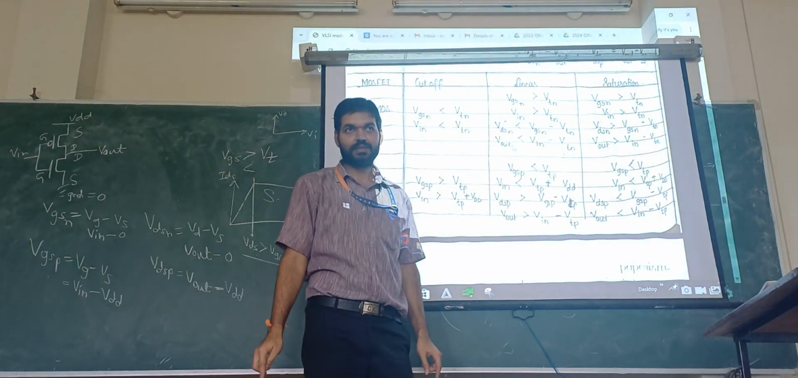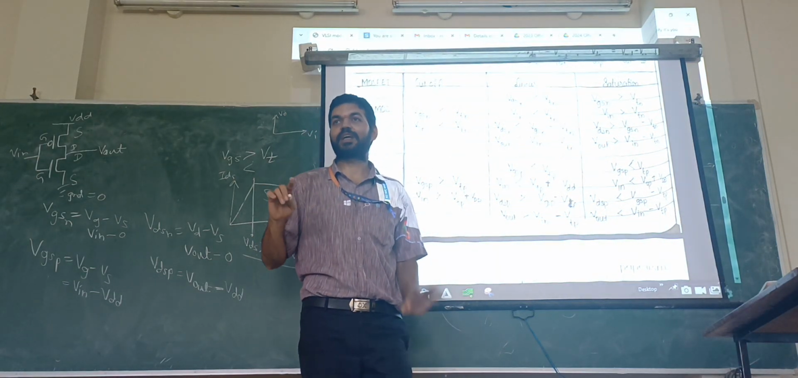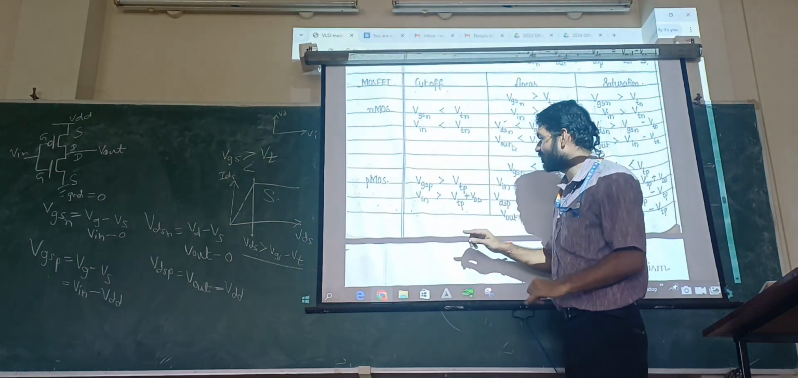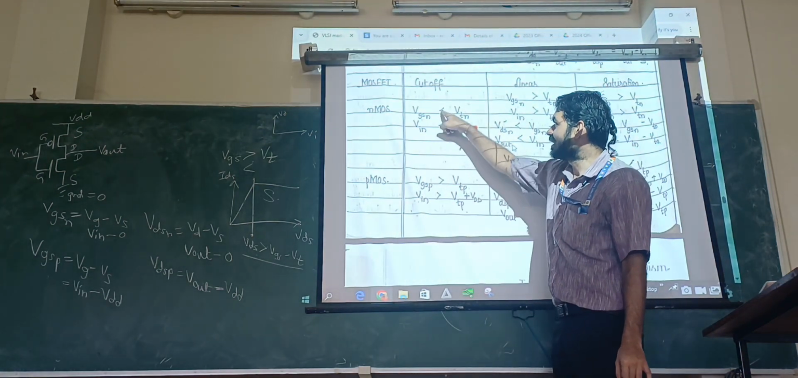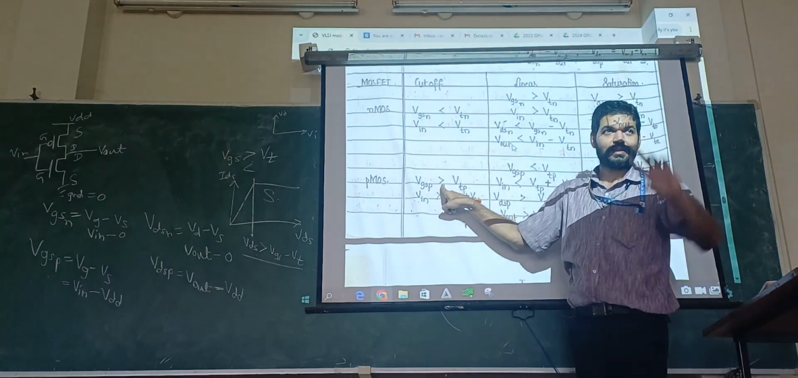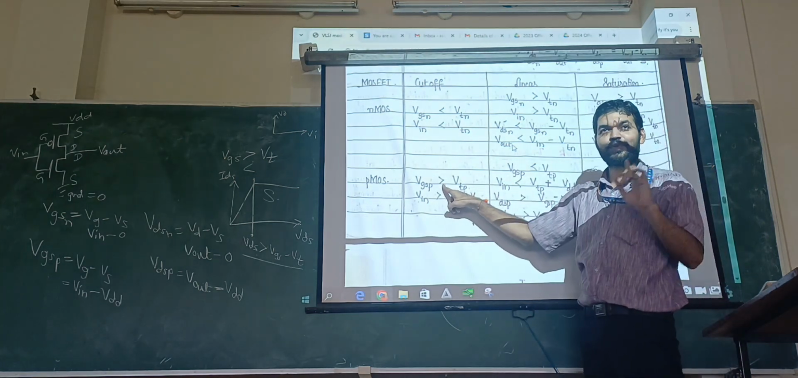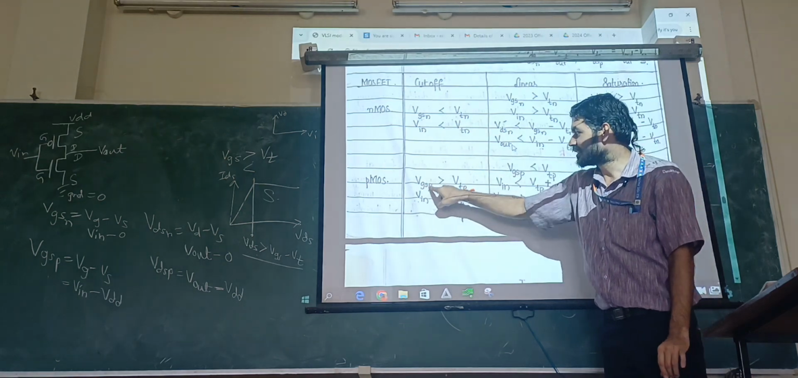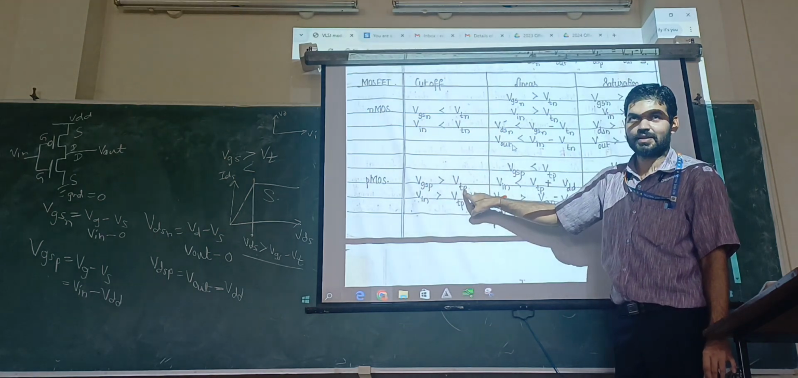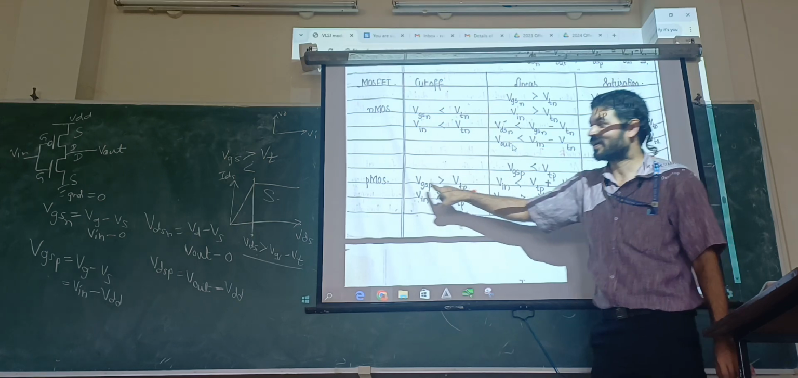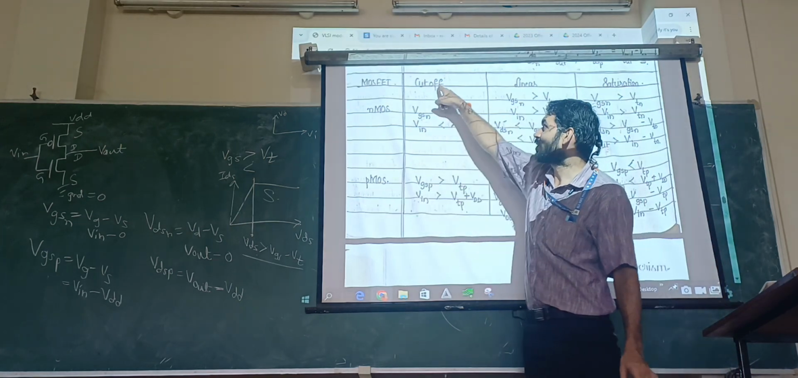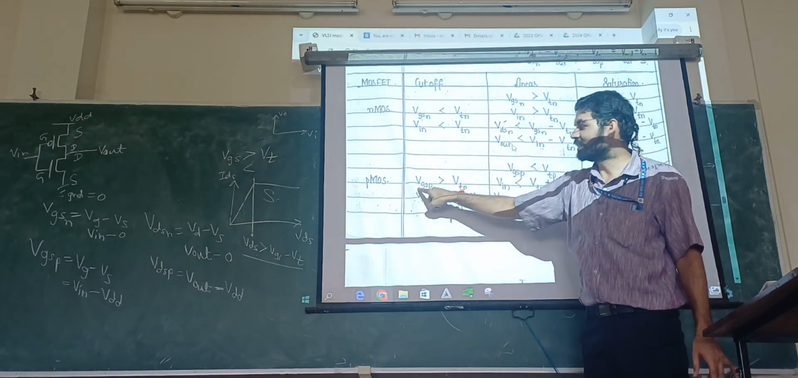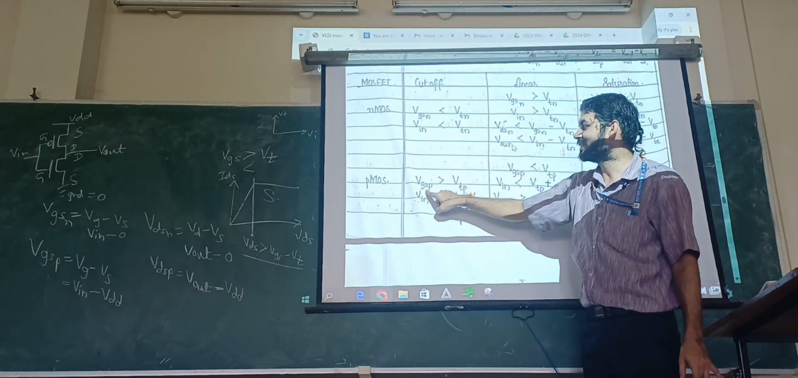Now PMOS and NMOS both are complementary to each other. Both are complementary to each other. Therefore, if it is less here, here it will be greater than. VGSP greater than VTP. PMOS in cutoff region. Okay, this is the condition. VGSP greater than VTP. What is VGSP?